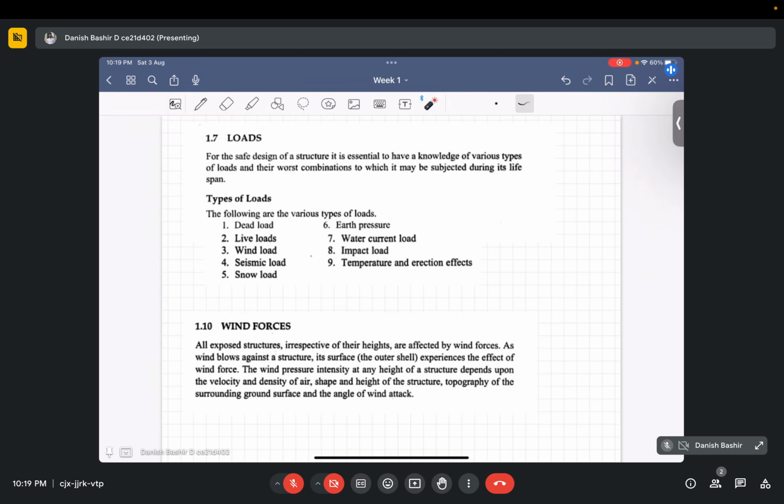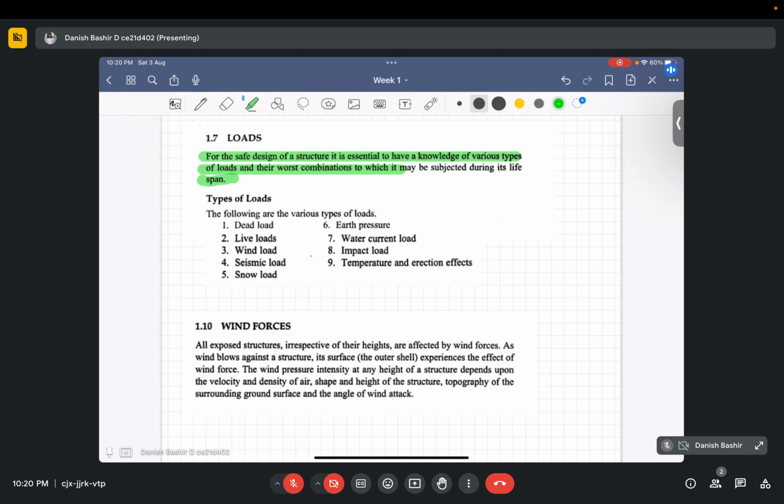Then one of the important aspects in the design of steel structures is the load. For the safe design of the structure, it is essential to have knowledge of the various types of loads and their worst combinations that a structure may be subjected to, so that it can easily bear all those loads, whatever the worst combination may be, throughout the service life or lifespan of that structure. So we have different types of loads.